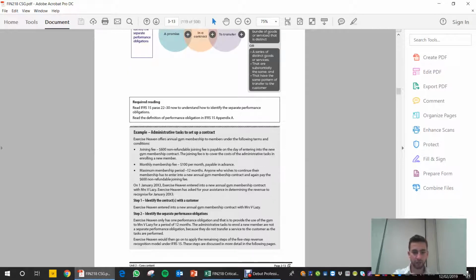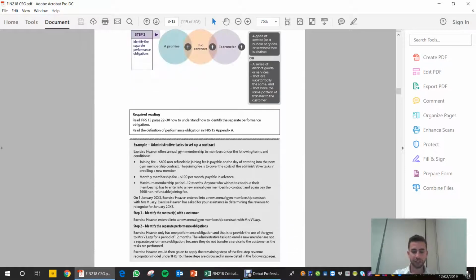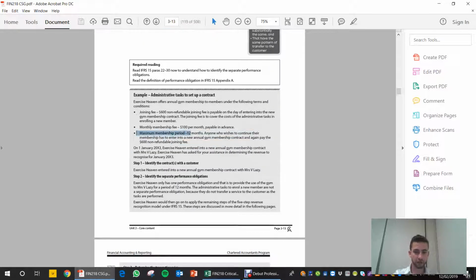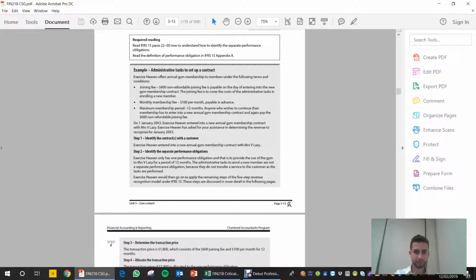So have a look at this example down here. It's actually a gym membership. In this instance, they've got a gym and they've got a joining fee. That's just $600 on the spot up front to cover admin costs. You've got a monthly membership fee, $100 per month payable in advance, and you've also got a maximum membership period. After the end of 12 months, you have to pay the joining fee again all over again. But this is next year, so this doesn't cover the current financial period. So we're not going to recognize that.